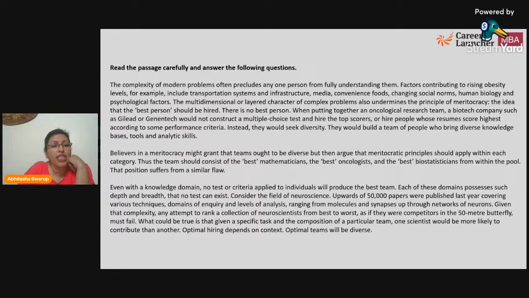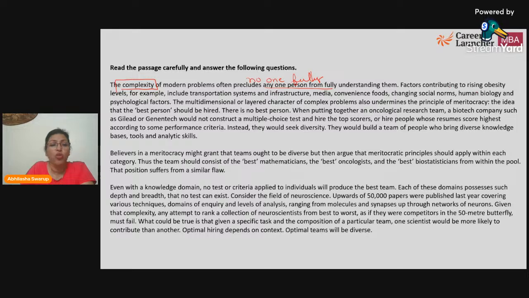So it says the complexity of modern problems often precludes any one person from fully understanding them. So what he's saying is, because the modern problems are so complex, that does not allow anyone from understanding it. So it essentially says that the modern problems are so complex that no one understands them, or no one fully understands them, right? That's what he's saying. No one fully understands them.